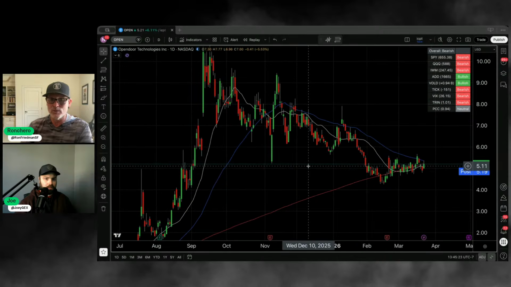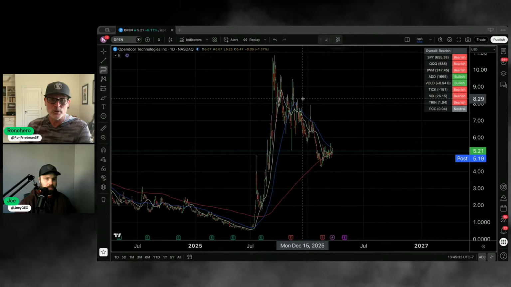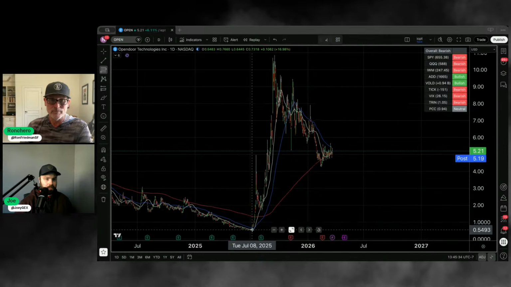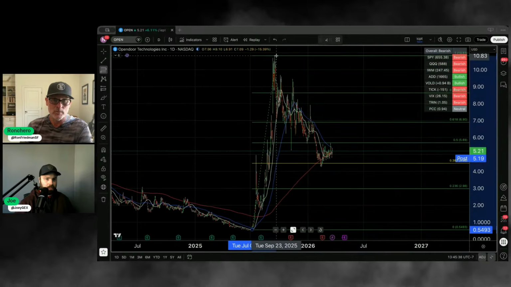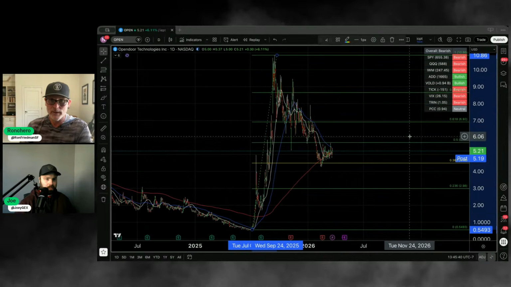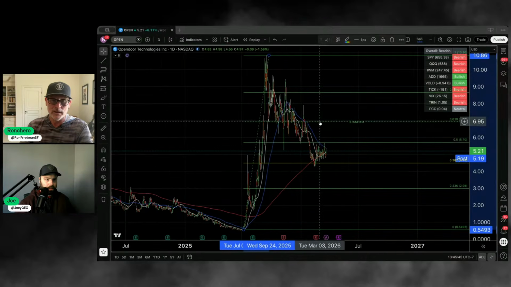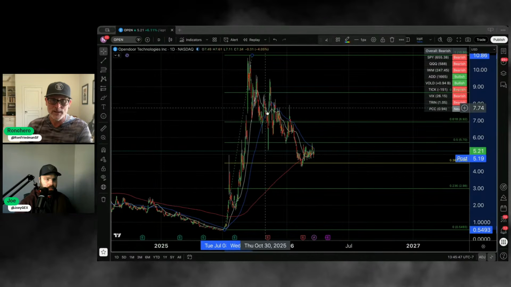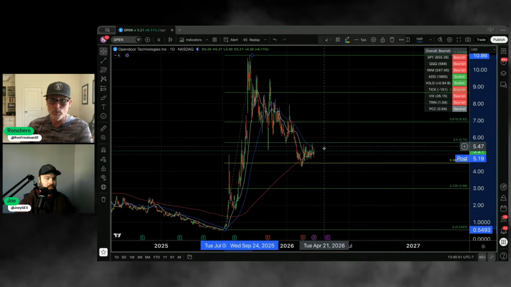Now let me throw the twist into it. You have a move from a low to a high, and I'm going to measure it with a Fibonacci tool. I'm willing to bet we're very close to a 50% retrace from low to high. So from this low to this high, the price has retraced all the way back, and here's 50% of the total move right here at $5.70.